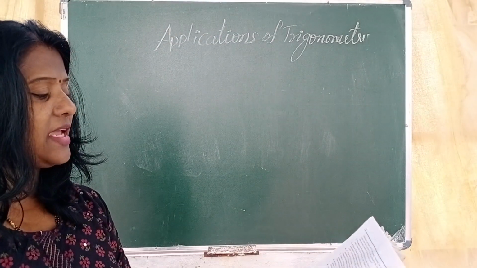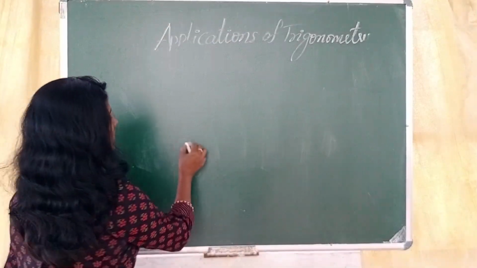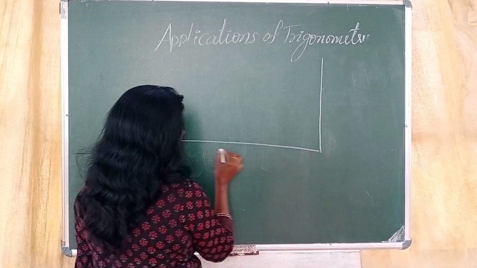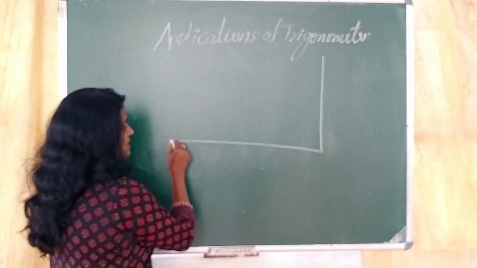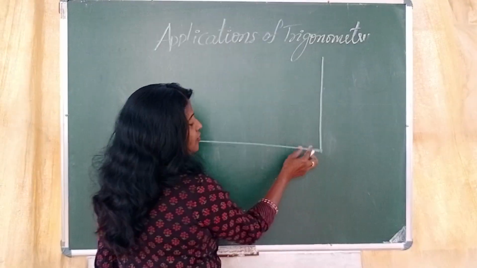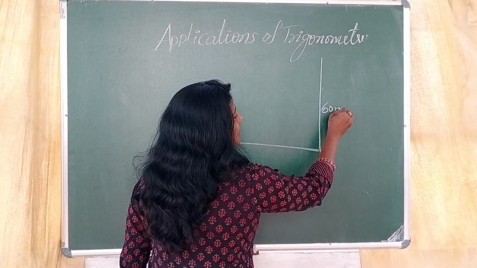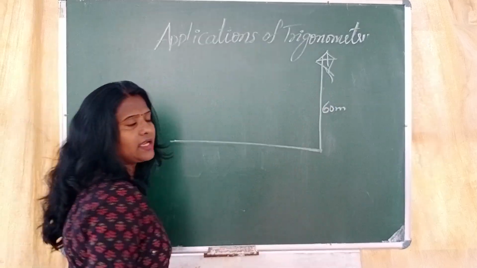A kite is flying at a height of 60 meters above the ground. The kite is flying 60 meters. See, this is the ground. We need the base for this. So this is the ground. From the ground, where is the kite? It is 60 meters above the ground.